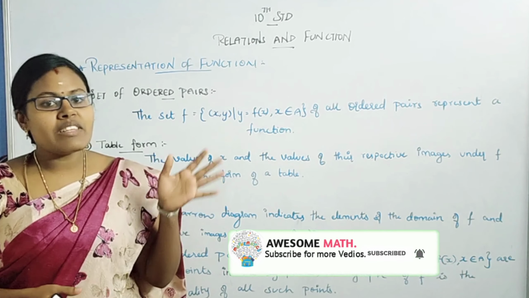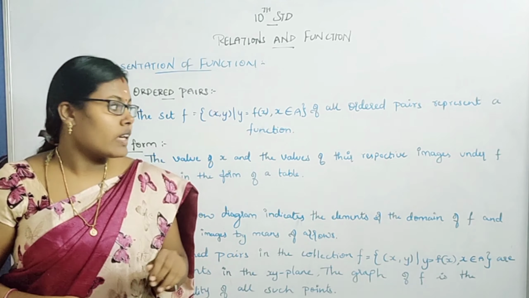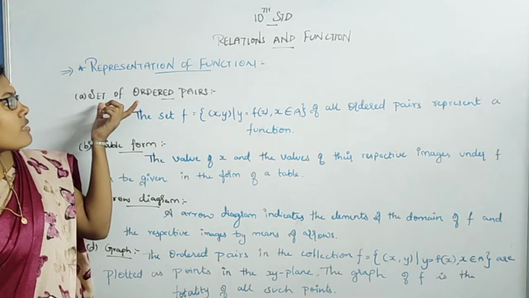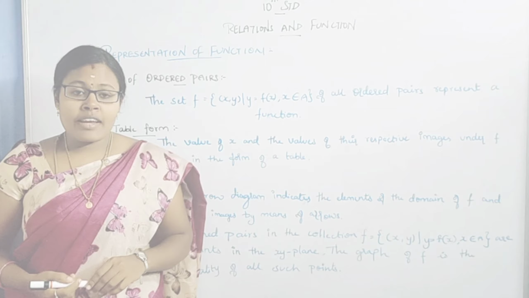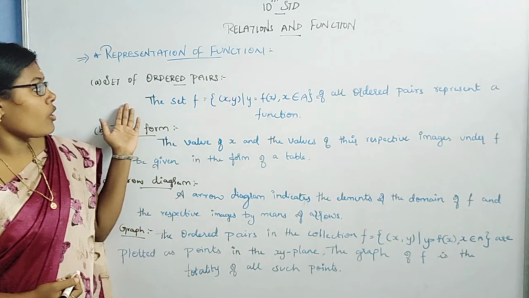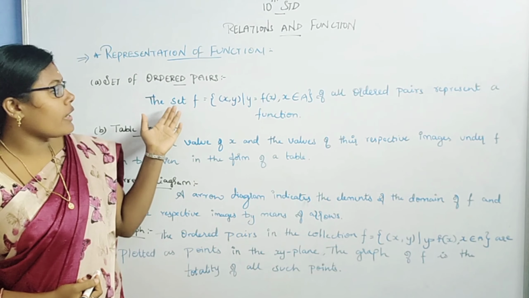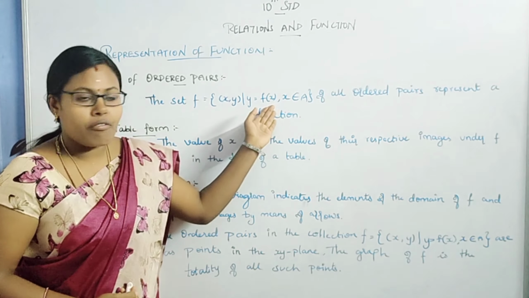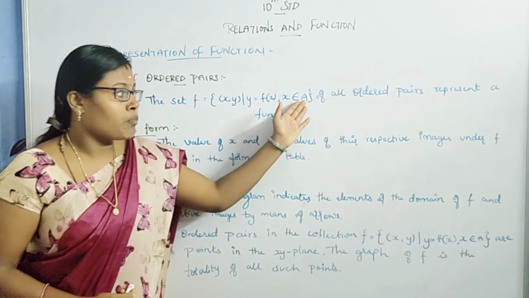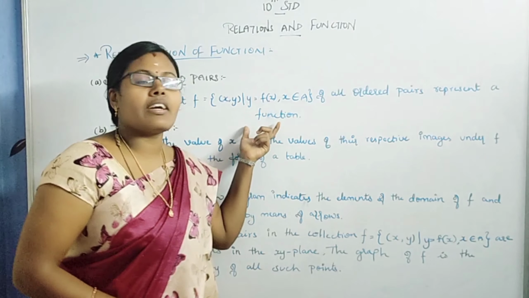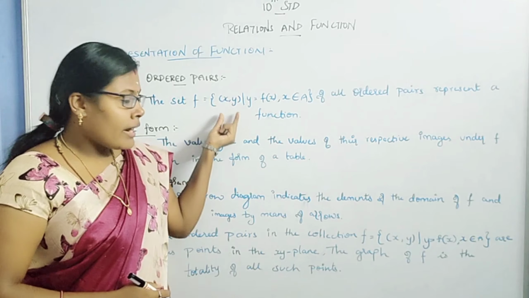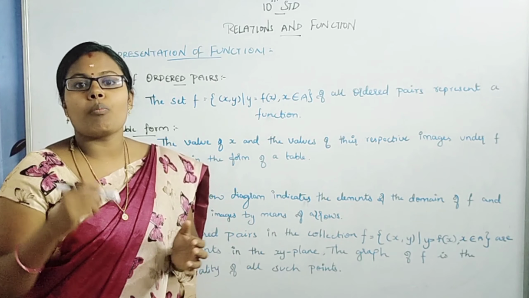So now we'll see representation of function. See, there are 4 types of representation of function. So first is set of ordered pairs. Set of ordered pairs is the set f is equal to {(x, y)}, where y is equal to f of x and x belongs to A. Of all ordered pairs represent a function, which means writing the x and y in the form of commas.